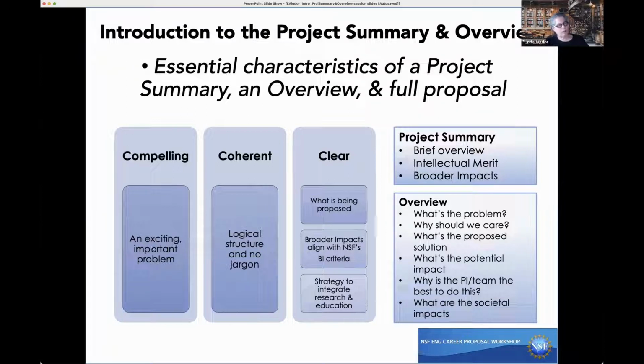When I talk about compelling, that refers to an exciting, important problem. Coherent is the logical structure of the proposal and the ideas, and limited jargon. And clarity is, I want to be clear as the reviewer. I want to know what's being proposed. It's not a mystery novel. I don't want to wait until the end to find out what you're going to do. You should also be clear about what the broader impacts are and how they align with NSF's broader impacts criteria. And it should also be clear how the research and education are actually integrated or synergistic for the CAREER proposal.